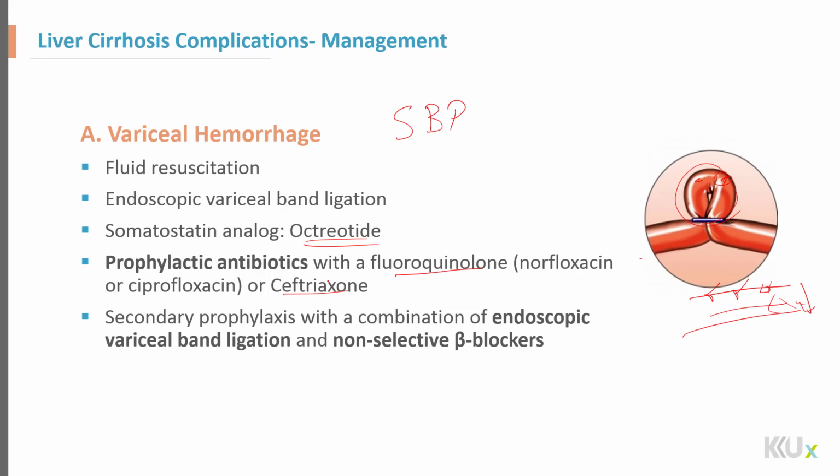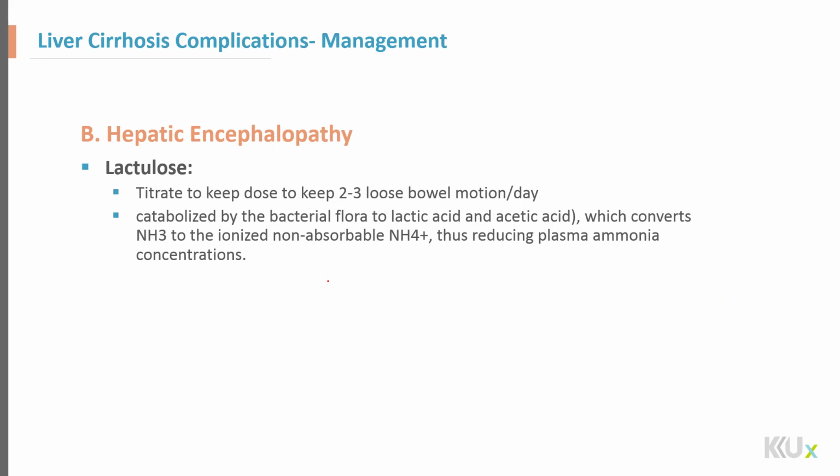And after we manage the acute event of variceal hemorrhage, we can give secondary prophylaxis with a combination of endoscopic variceal band ligation and non-selective beta blocker. For hepatic encephalopathy, the main cause, like we said, is ammonia. How to manage this? To get rid of extra ammonia in the GIT by lactulose.